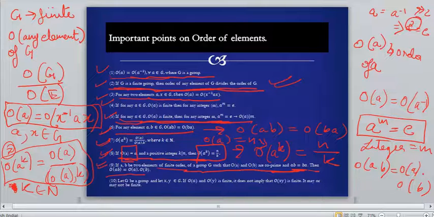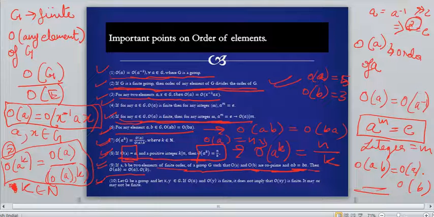That is, if a and b are two elements of finite order of a group G, where order of a and order of b come out as co-primes. Let's say, if I give you an example, order of a comes out as say 5, right, and order of b comes out as say 3. So they are co-prime numbers. Then this condition will be satisfied.